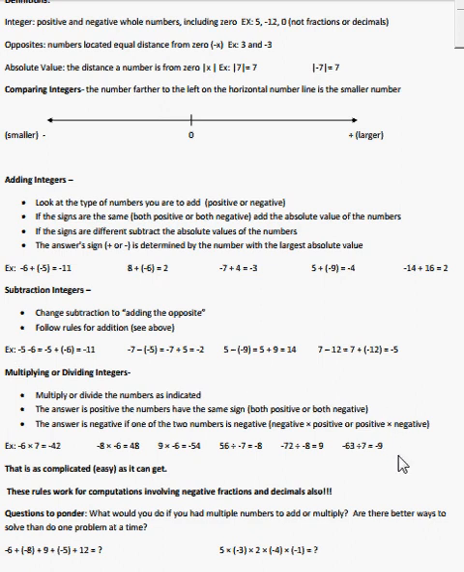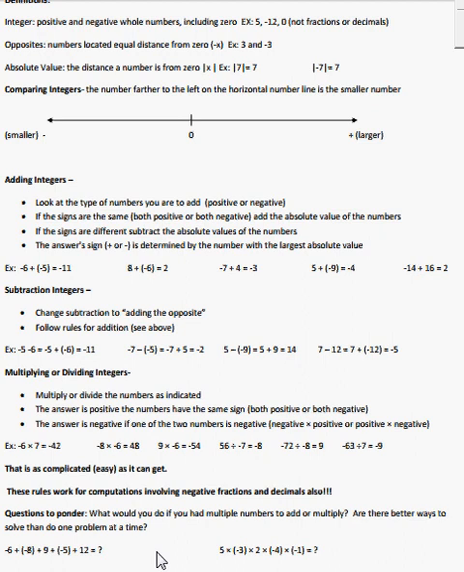Multiplying and dividing integers. To multiply or divide integers, the answer is positive if the numbers both have the same sign. A negative times a negative is a positive, and positive times a positive is a positive. If the signs are different, then the answer will be negative. 63 divided by 7 is -9. The rules work for computation involving negative fractions and decimals also.